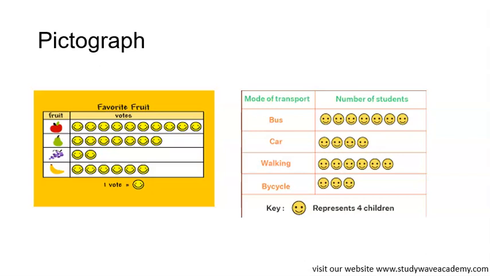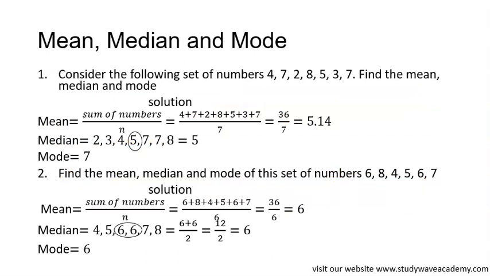Good. So now we're going to be looking at mean, median, and mode. When you collect your data, you can use mean, median, and mode to solve it. Okay, mean is the average. It's adding up all numbers in a set and dividing by the total number of values. Okay, it's the average.